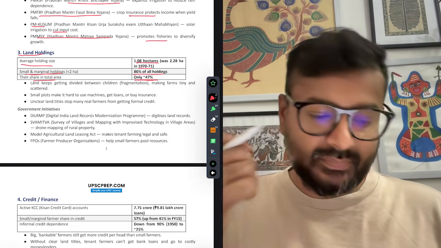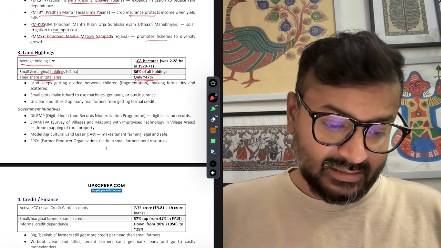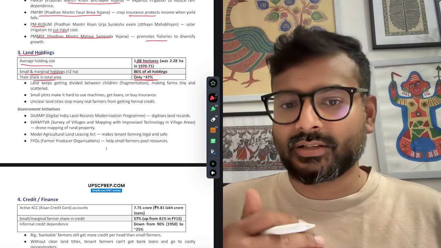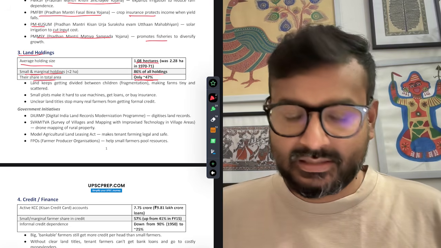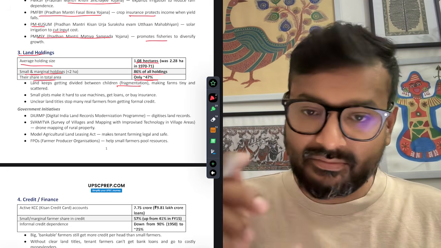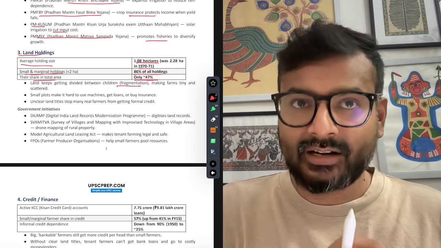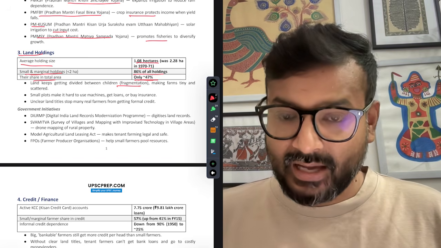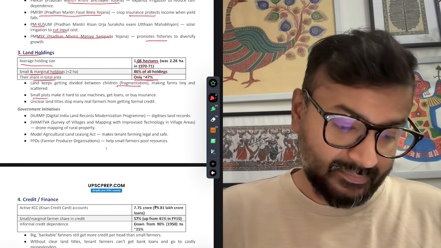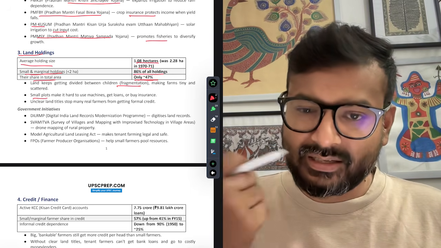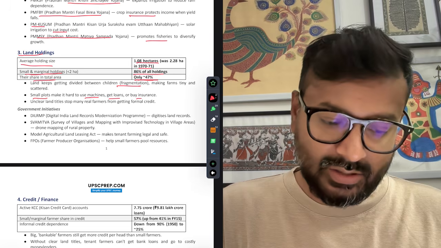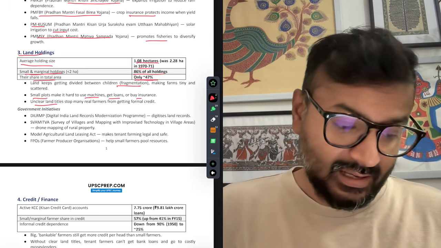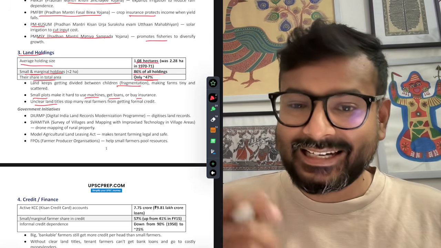Now, why is the agriculture holding very less? Because of the fragmentation that keeps on happening. The father distributes the land among his children, so there is fragmentation, the farms become tiny. Also, a lot of agricultural land is now being transitioned to commercial land. Okay, so the agricultural land as a whole is also decreasing. The small plots make it difficult to use machines, also to get loans, buy insurance, so there are no economies of scale. There is also the case of unclear land titles.